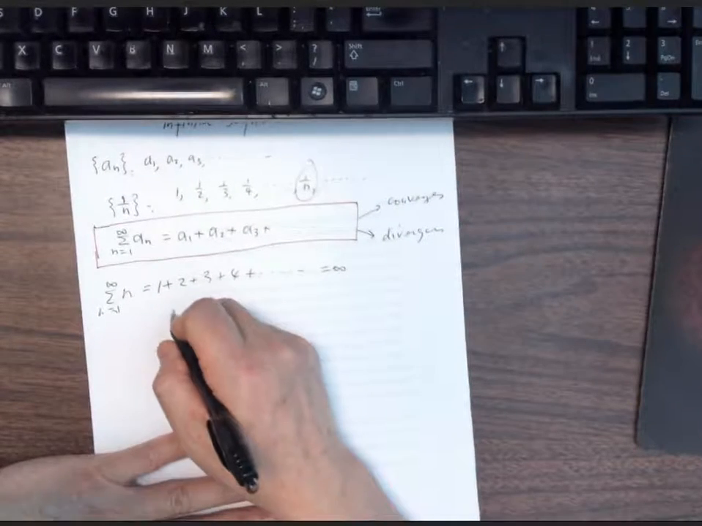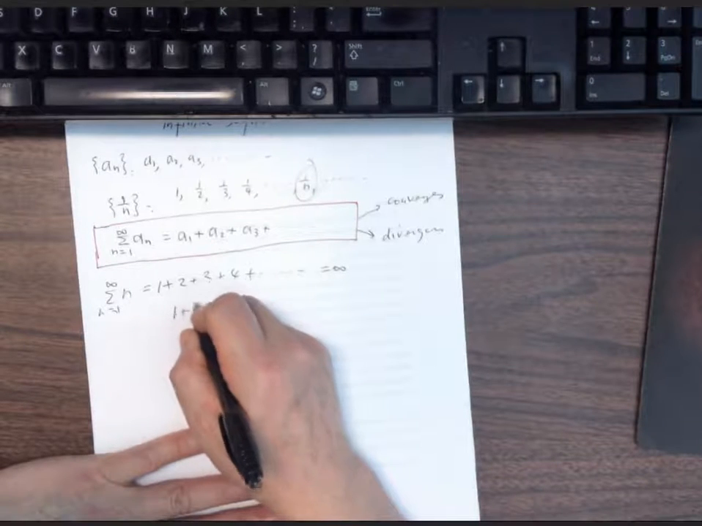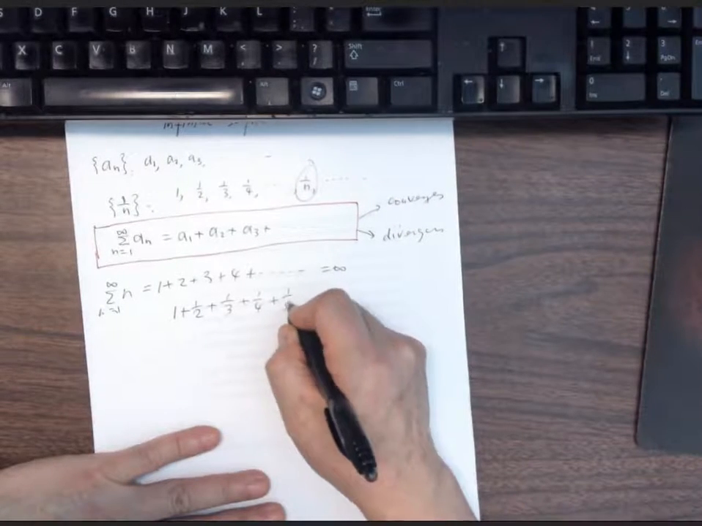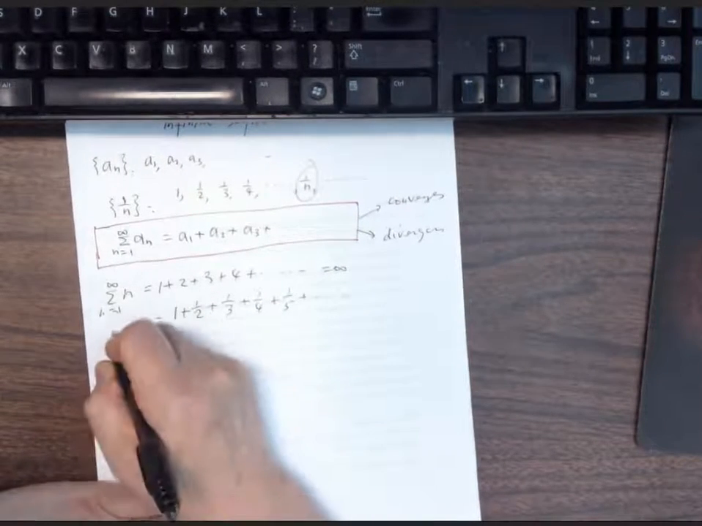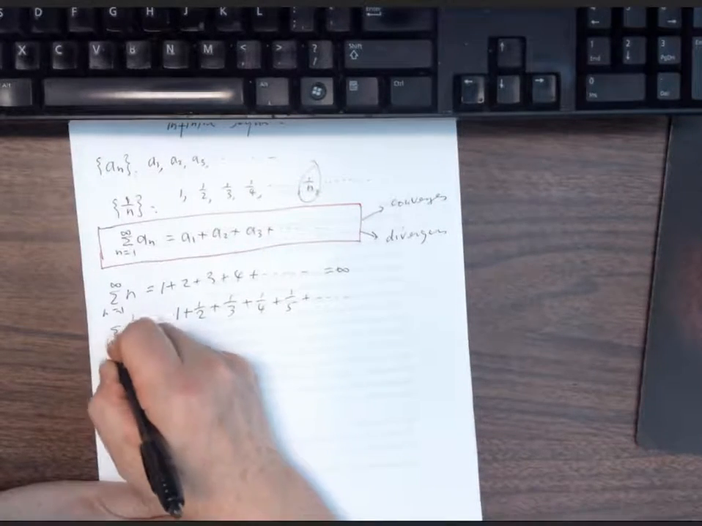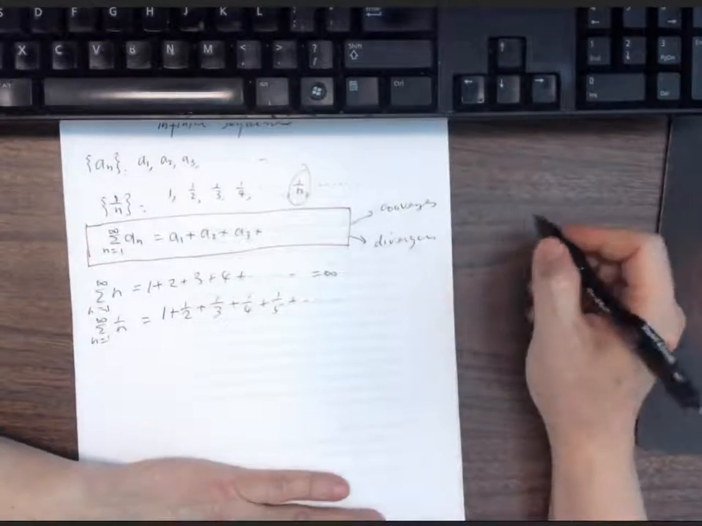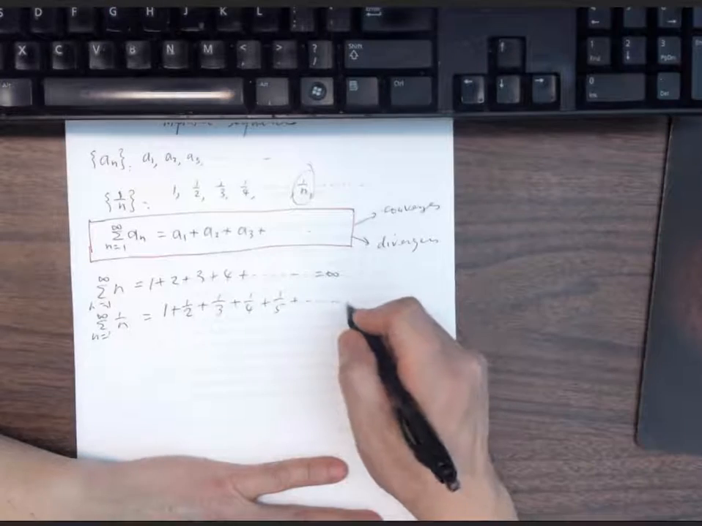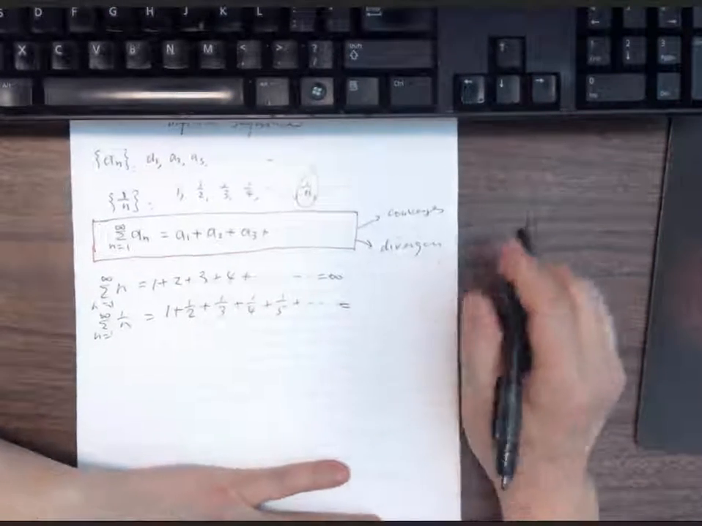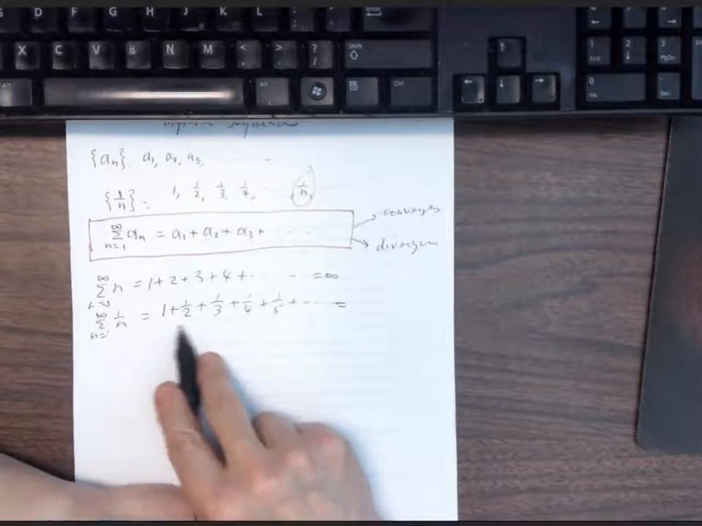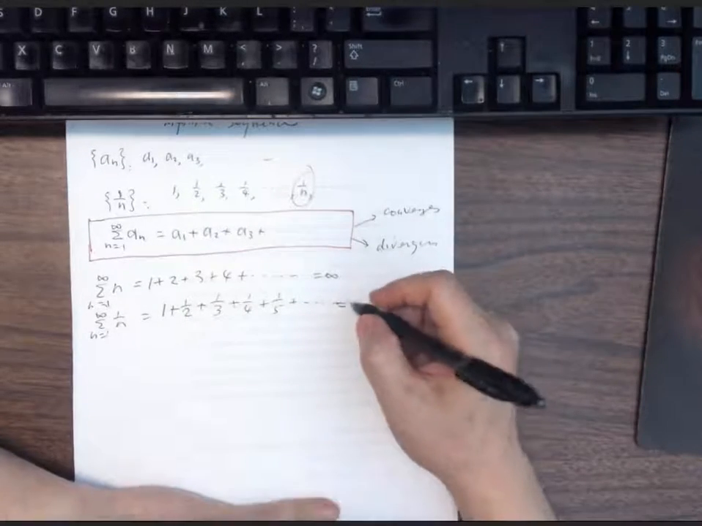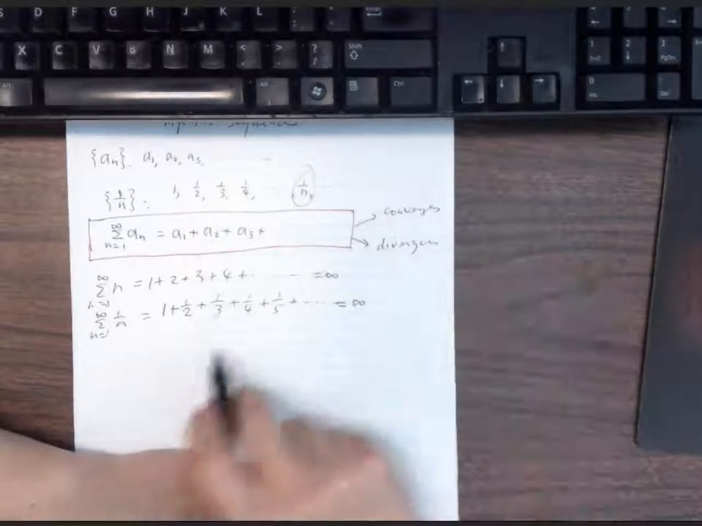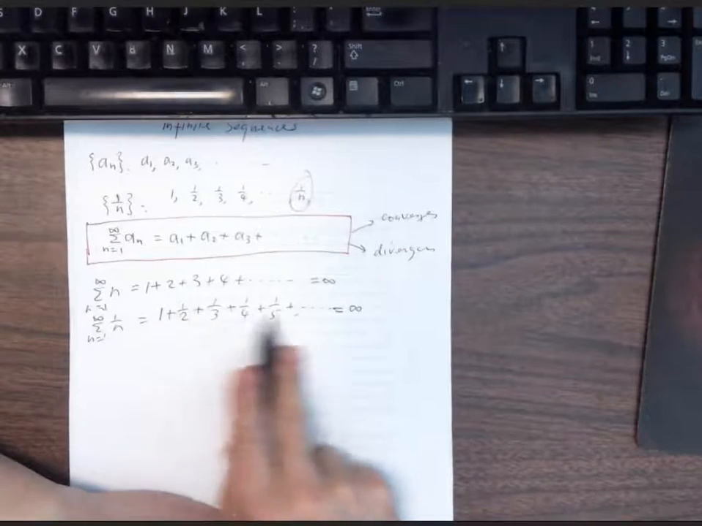Now let's see another one. 1 plus 1/2 plus 1/3 plus 1/4 plus 1/5. Well, we can also use summation notation to denote this sum. It can be shown fairly easily that the value of these numbers added up is also infinity. So this series diverges.